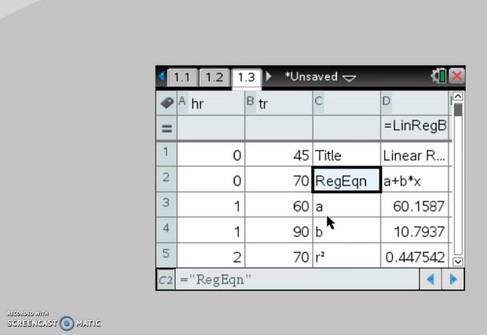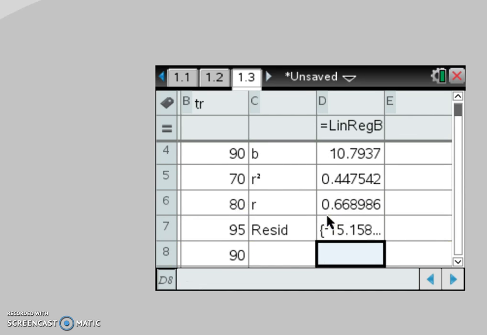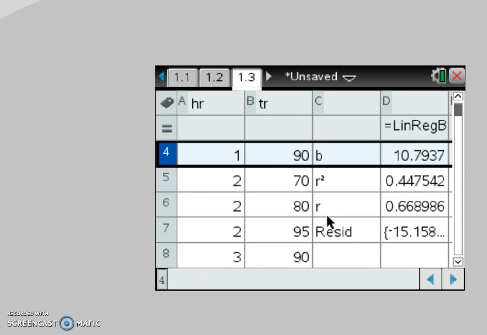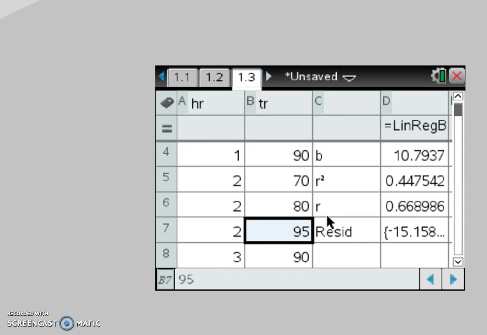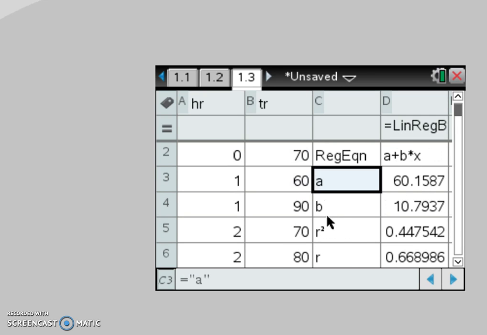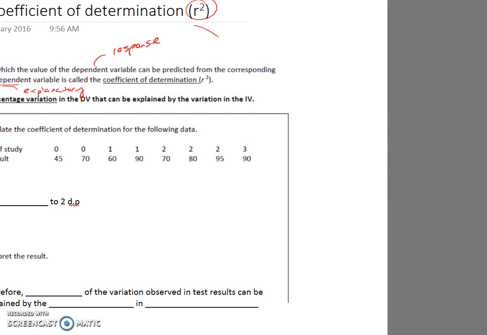So it's not the best indicator in this case, although it seems logical that, you know, if you study more you should have a better test. It's not the best predictor. So you get this 44.75% sort of figure that tells us the following.